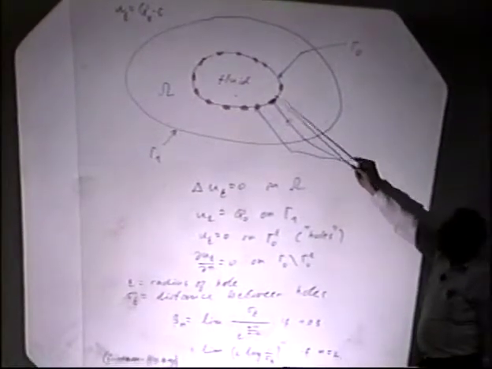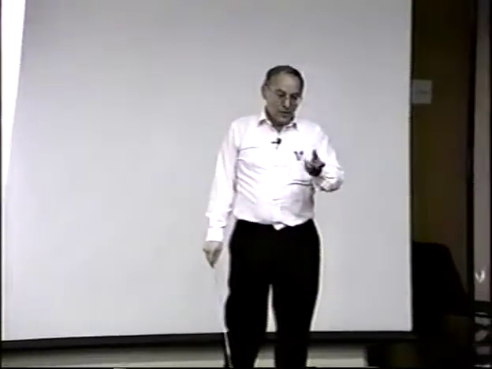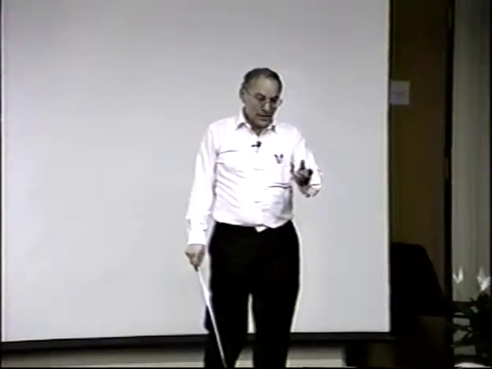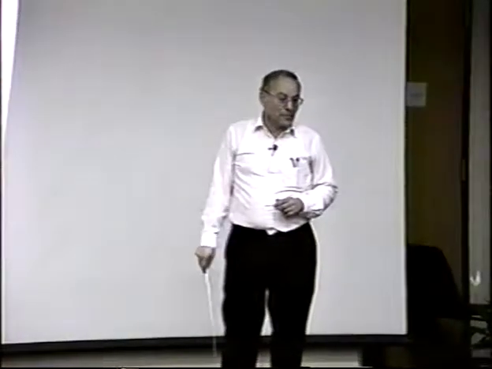So in these holes, U is 0. Outside the hole, normal derivative is 0. It's a mixed problem. Neumann in some region, Dirichlet in another region. What happens as the number of holes increase?